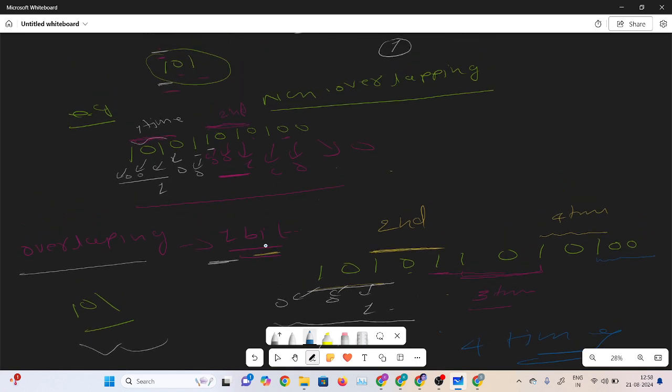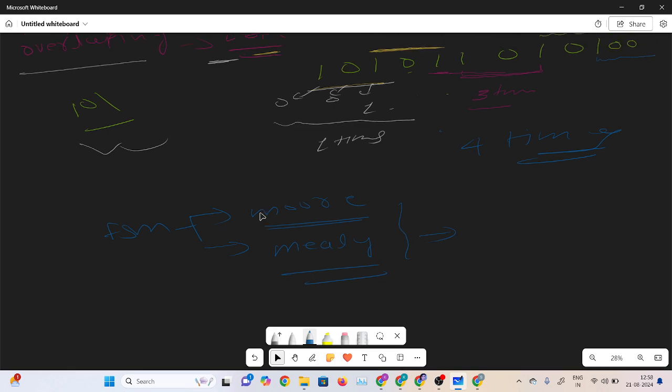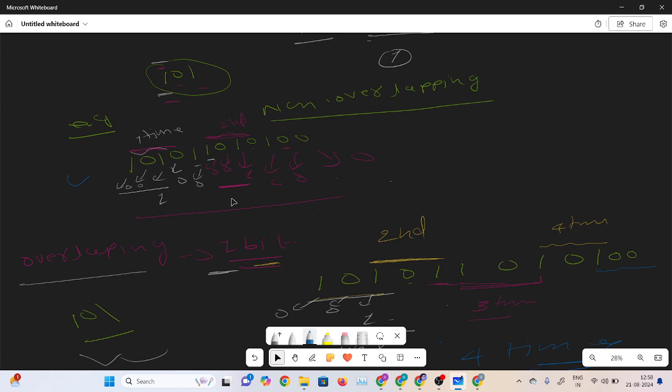But how can we detect this sequence? For detection of this sequence, we have two FSMs. One is the Moore machine and another is the Mealy machine. In the upcoming video, I will discuss the Moore machine and Mealy machine, and I will take one example and explain in great detail how we can detect overlapping and non-overlapping sequences.